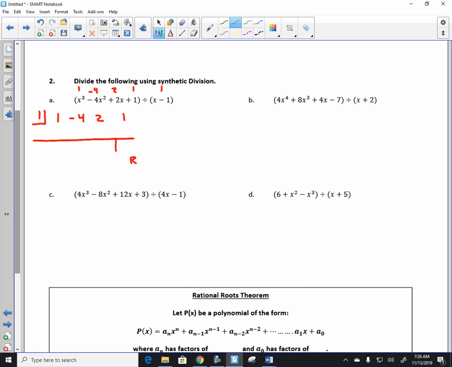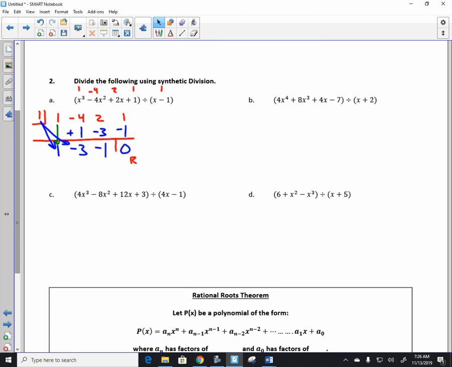And here's how we start. We always start by taking the first coefficient and dropping it down. That's a 1. Then we multiply. 1 times 1 is 1. And then we add. Negative 4 plus 1 is negative 3. Then we multiply. 1 times negative 3 is negative 3. And we add. We get negative 1. Multiply. Negative 1. Add 0.